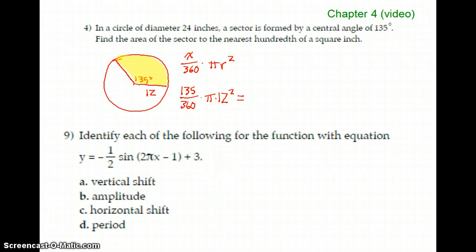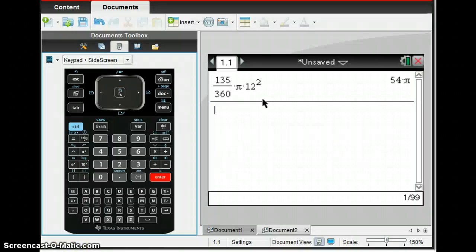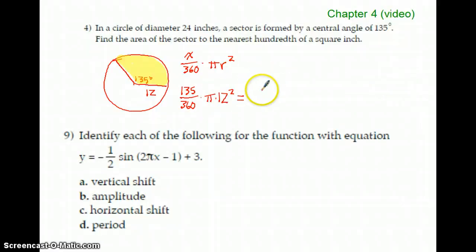diameter. Okay, I'll just use the new calculator for that, and isn't that pretty? It's 54 pi. Okay. I like 54 pi, but if you want to decimalize that, you can. Because it doesn't specify. In geometry, make a big deal out of that.